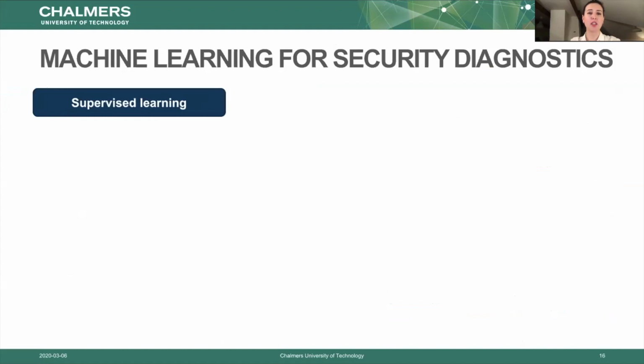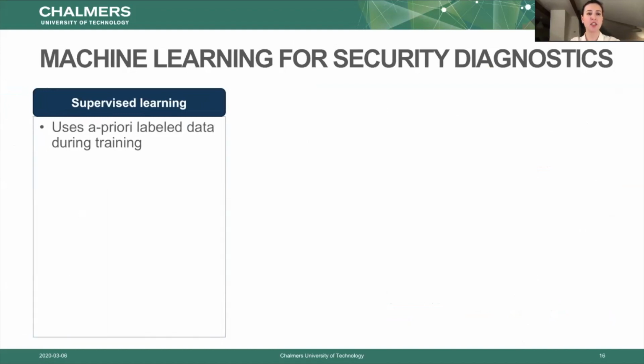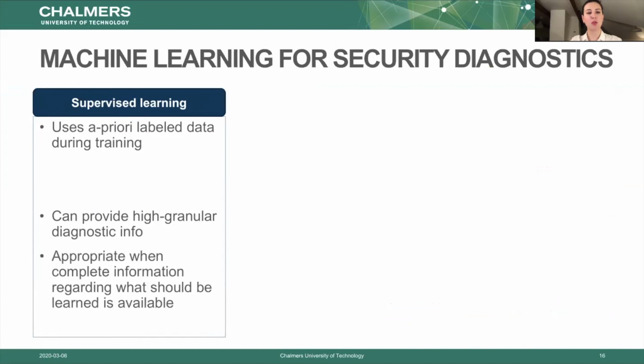To diagnose security, we use different machine learning techniques. The first one is supervised learning, which relies on the a priori labeled data to train. Because of these labels, it's able to provide high granular diagnostic information. And this approach, this set of techniques is appropriate when we have complete information about what should be learned.